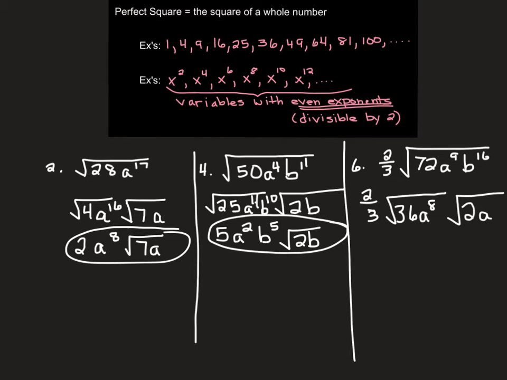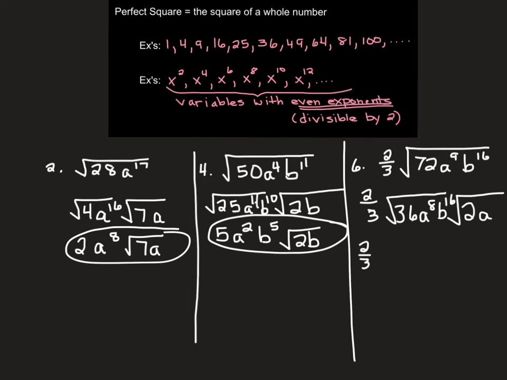Okay, now let's go to the b. This says b to the 16th, and this term is a perfect square. Not because 16 is a perfect square, but because 16 is an even number. Okay, if our exponent is even, then the term is a perfect square. So I'm going to put that whole entire b to the 16th in my perfect square radical. All right, so now let me bring the 2/3 down.